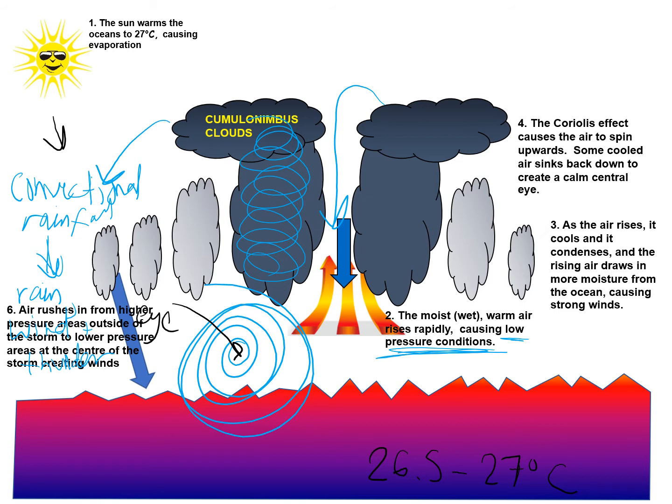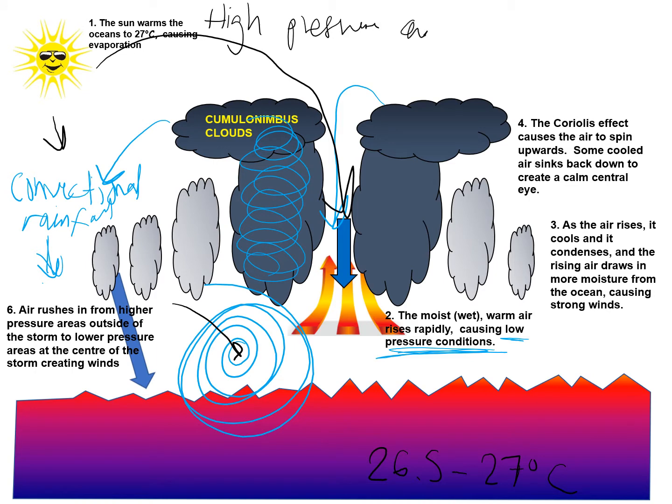Okay. Now what happens next is the air then rushes in from high pressurized areas outside of the storm to low pressurized areas. So the air is rushing, this will then rush in and sink. So remember that high pressurized air sinks. Remember, in high pressurized areas, we have no clouds. So that explains why in the eye of the storm, there's no cloud cover and it's very calm.